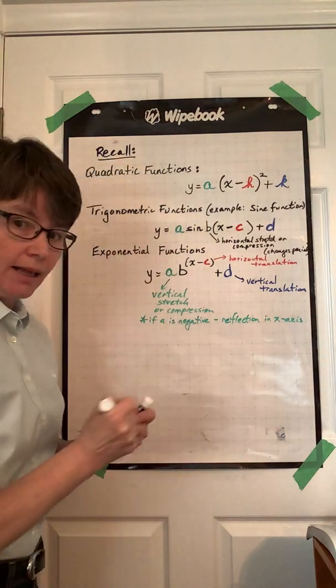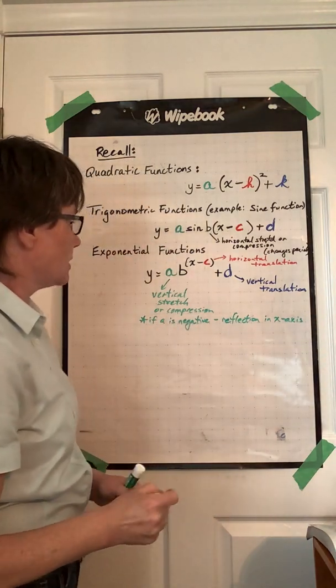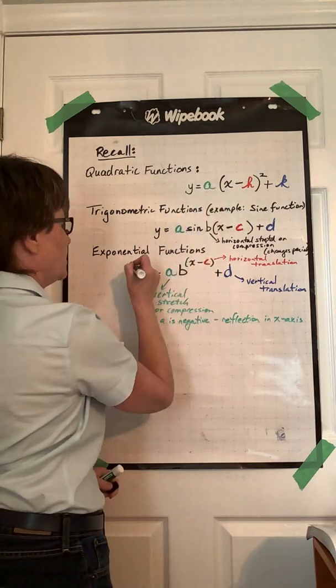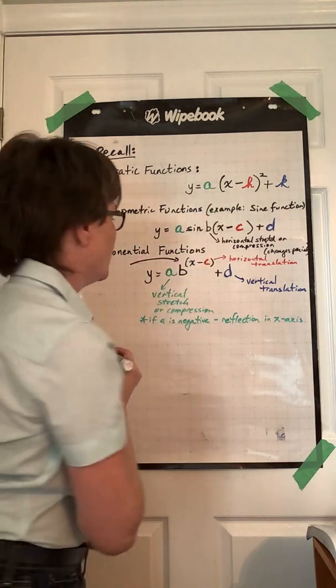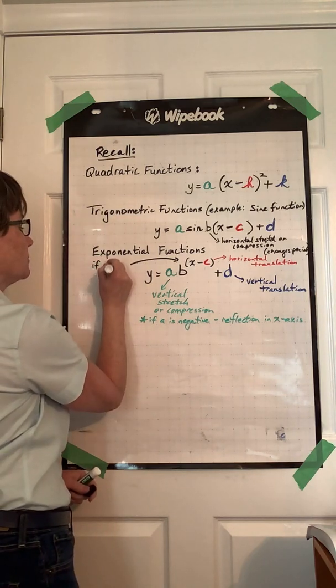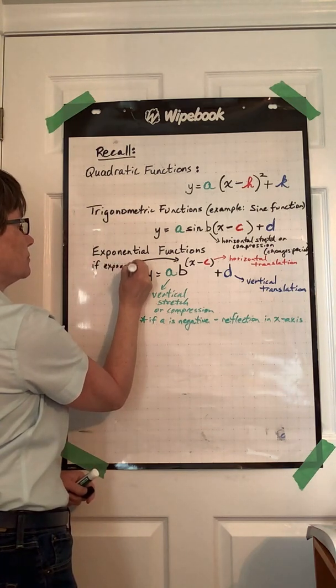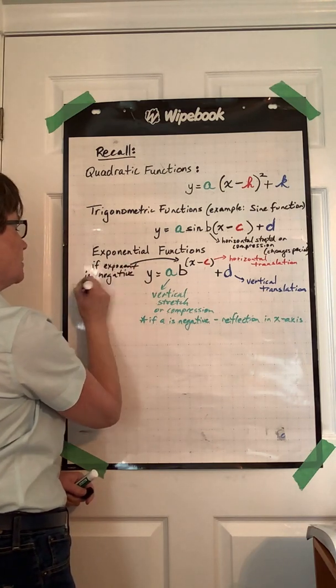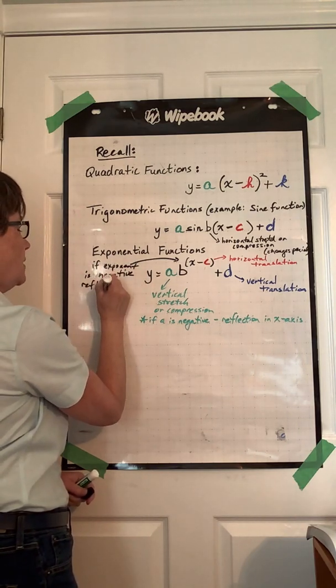Now exponentials has an extra transformation from all of these other ones, and that is if the exponent is negative, then there's a reflection in the y-axis.